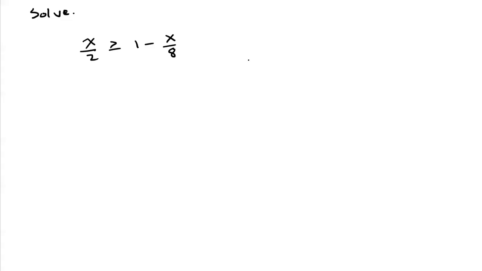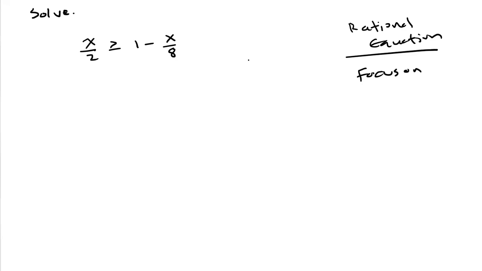Okay, so this is a rational equation involving inequalities. With the rational equation, we want to focus on denominators. All right, it's going to be easier if we get rid of the denominators.